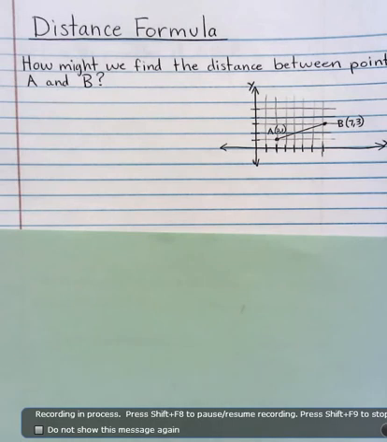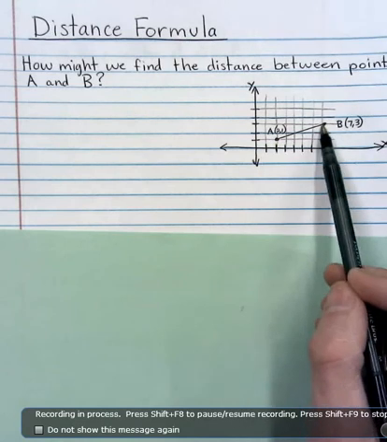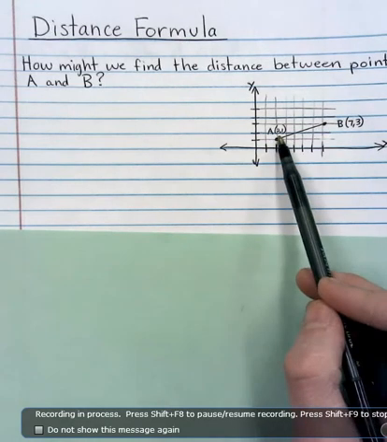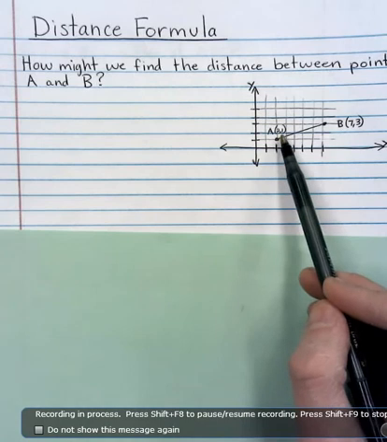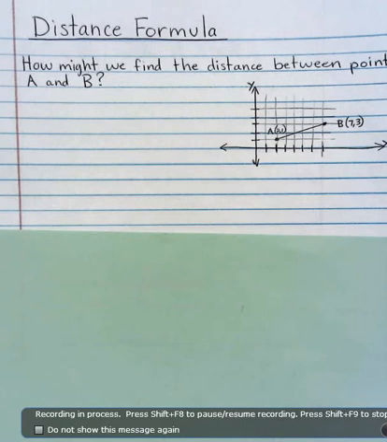After I ask you this question, go ahead and pause your video and think about it for a second. How might we find the distance between points A and B? Point A, in case you can't see it, is (2, 1), and point B is (7, 3). How might you find the distance between those 2 points?